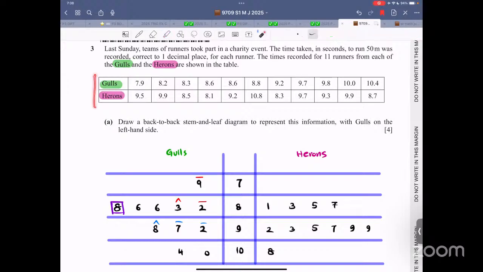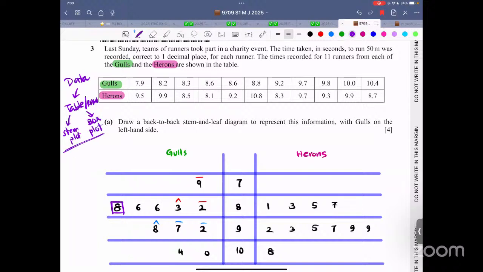Now, whenever you have data related to a table, or maybe raw data, and we are talking about a stem and leaf diagram or stem plot, or a box and whisker plot, simply known as box plot, always make sure about the order in which the data is arranged. Now let's have a look. 7.9, 8.2, 8.3, 8.6, 8.6. This is neatly arranged, but this one is not. So 9.5, 9.9, 8.5, 8.1, 10.8, 8.3. This is not, so you need to arrange this in order.